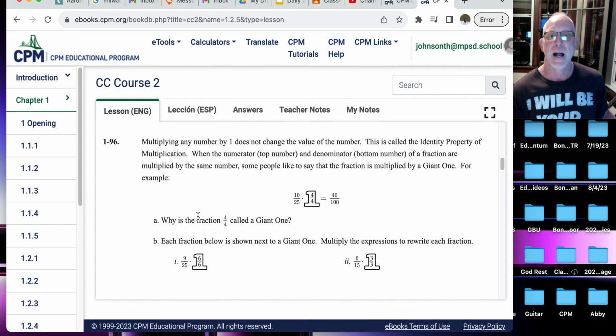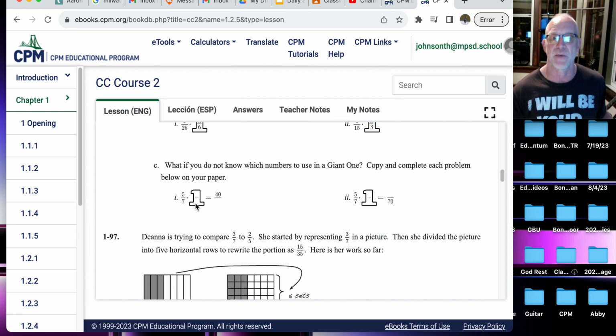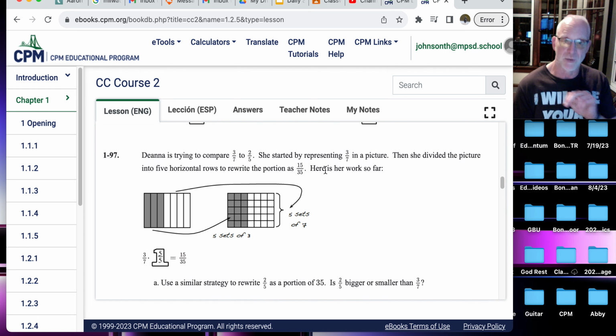First strip. Why is this fraction called the great one? Each fraction below is shown next to a great one. Multiply the expressions to rewrite the fractions. You can do that. Go to strip 2. Oh, we have another one here. 5 times something in the great one equals 40 over something. What do you think is in the great one? And then complete the problem. 5 times 7 times the great one is something over 70. What goes in the great one? And complete the problem.